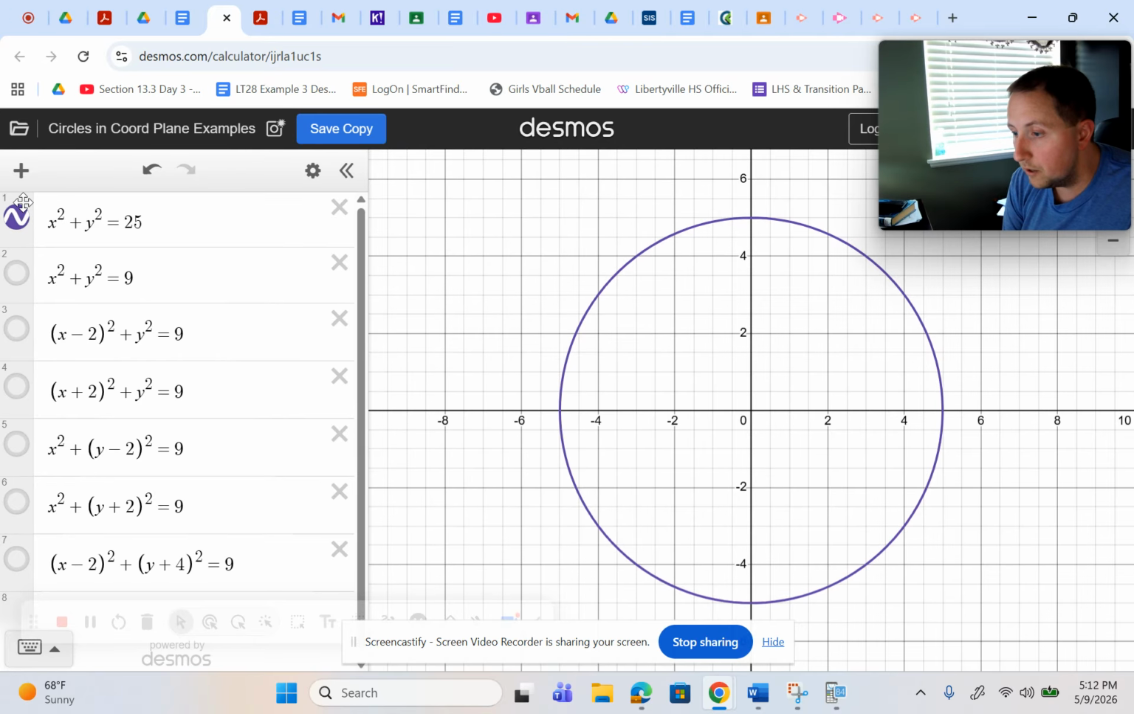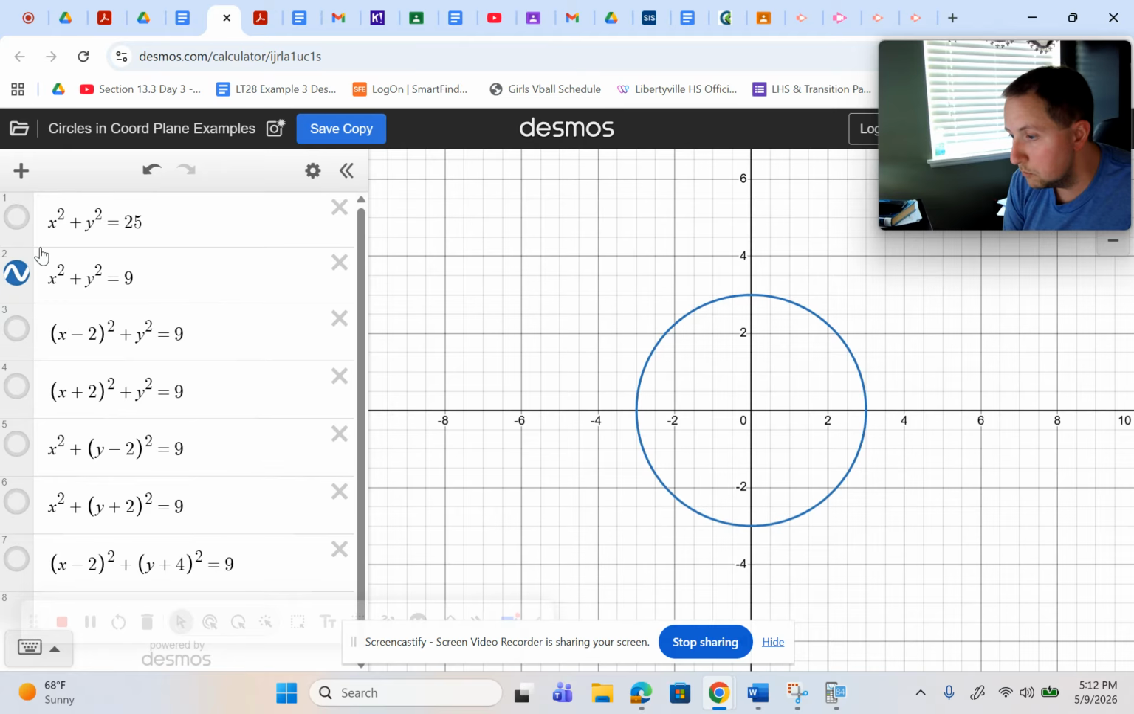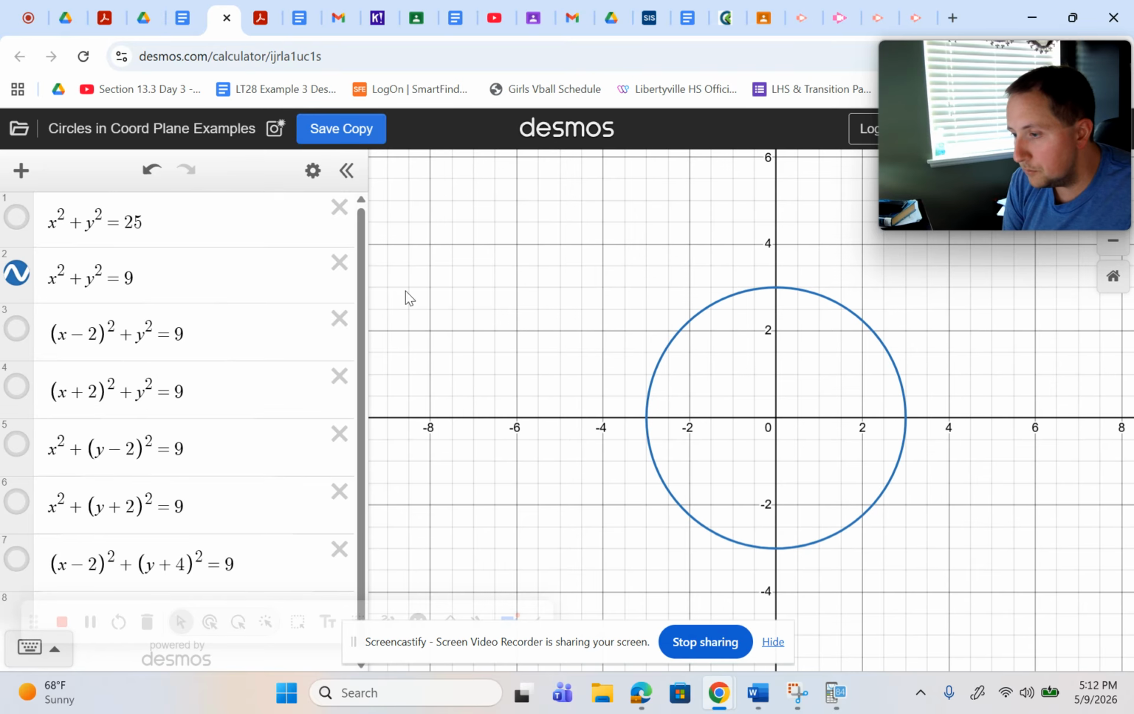Now, I'm going to turn the purple one off. I'm going to turn the blue one on, and you'll notice one similarity. Notice that I didn't change the x squared plus y squared. The circle is still centered at 0, 0. What I did change is now it's a 9 instead of a 25.